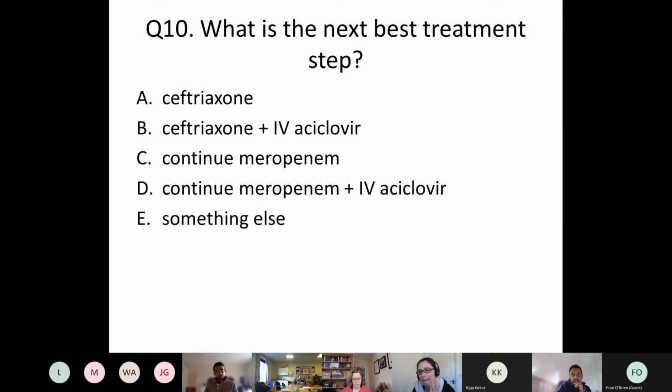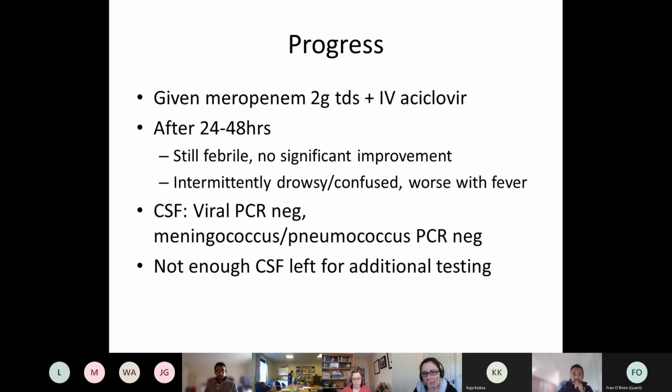But if you're going to give meropenem, we know that will cover Listeria as well. So I probably would have given meropenem and IV acyclovir and then waited for some tests. So that's exactly what happens.